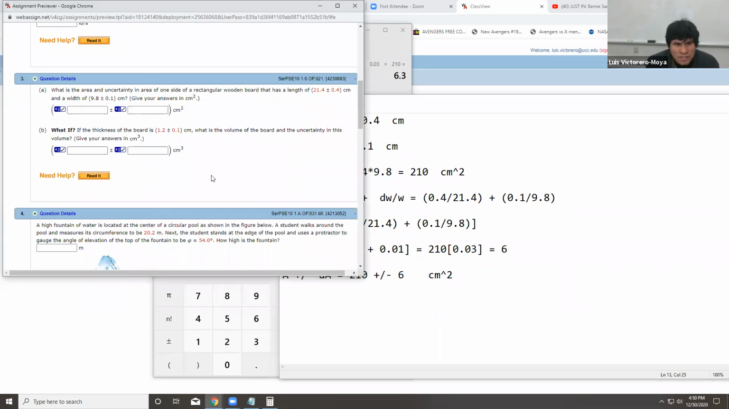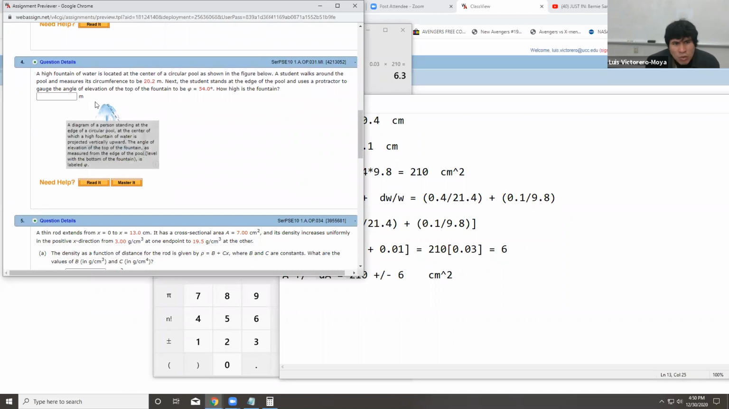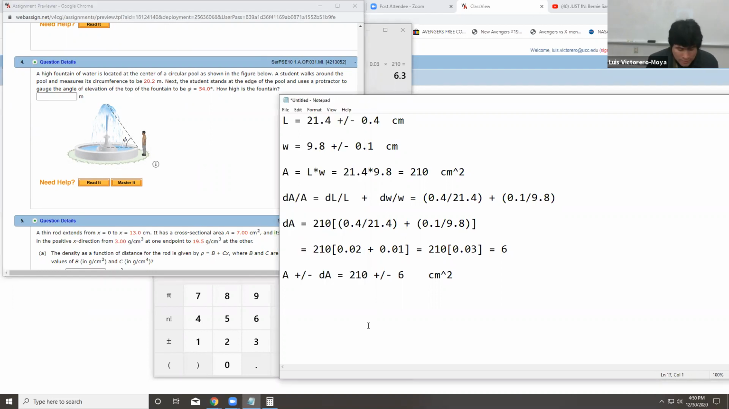Then you have to do the volume, it is the same procedure. I show you how to do a problem like this in class. You have to do trigonometry. If you have questions, let me know. But it's basically, here, they give you the circumference. Remember the circumference is equal to 2 times pi times r.